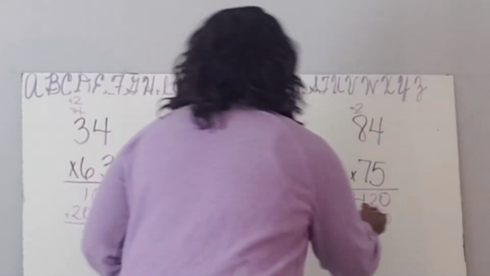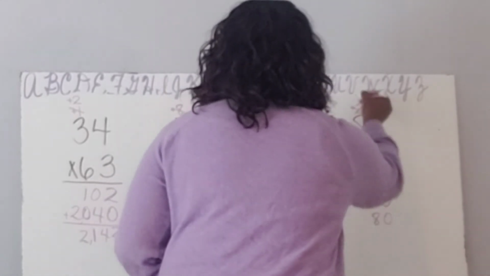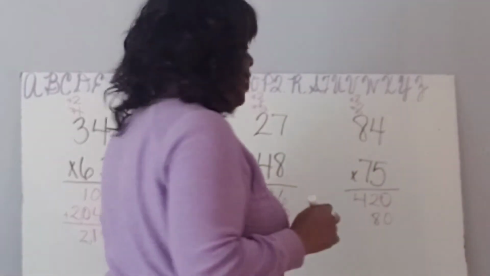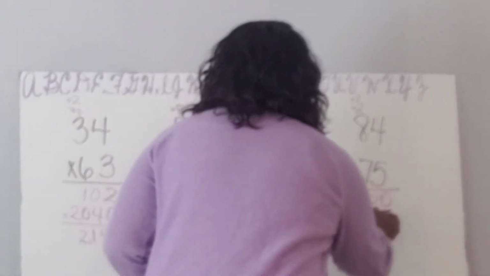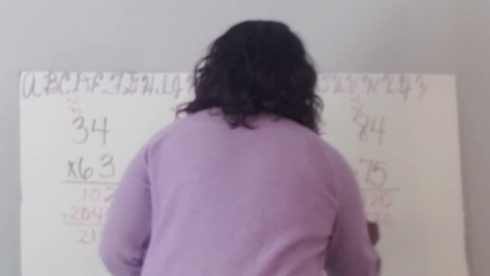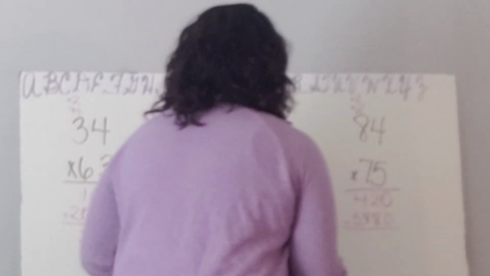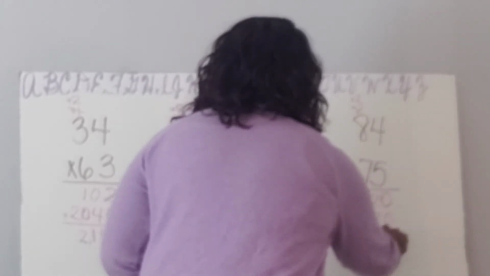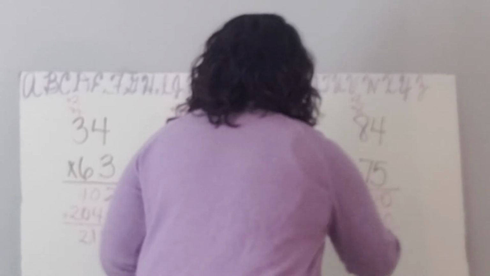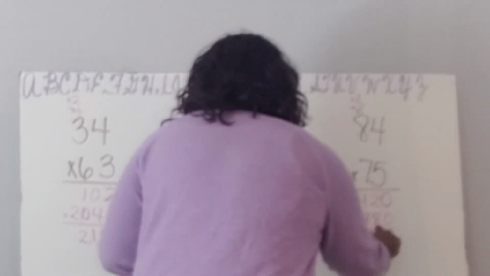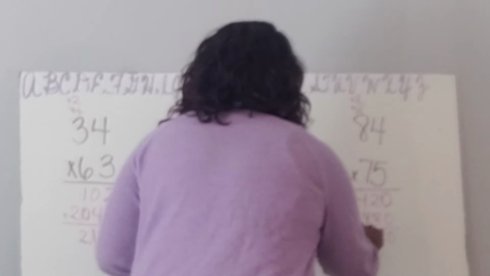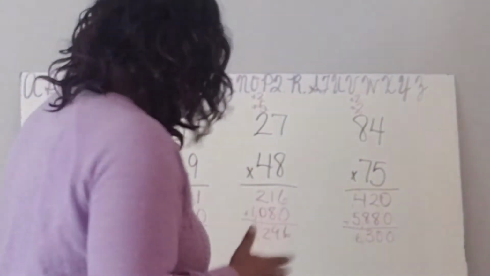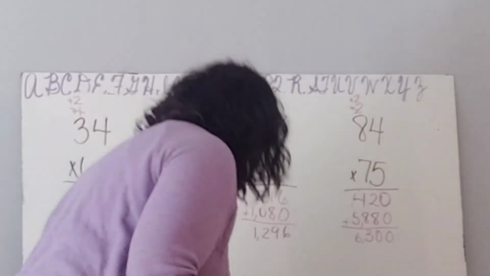4 times 7, 28. 8 comes down, plus 2, and now 8 times 7, 56 plus 2, 58. 8, 5, and don't forget our comma because we're in the thousands place. 0 and 0, 0, see they're equal. 8 and 2, 0 and 1, and 8 and 4, 3 and 1, and 1 and 5, 6, and put your comma.